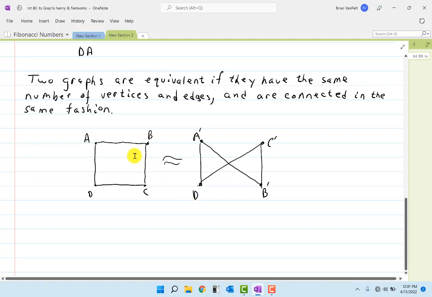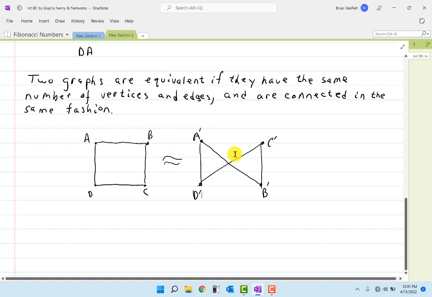Take a look. First of all, we do have 1, 2, 3, 4. I've got 4 edges and 4 vertices in each graph, so that checks. Next, I want to show that they're connected in the same way. So if you look at A, A is connected to both B and D. Look here, A prime is connected to B prime and D prime.